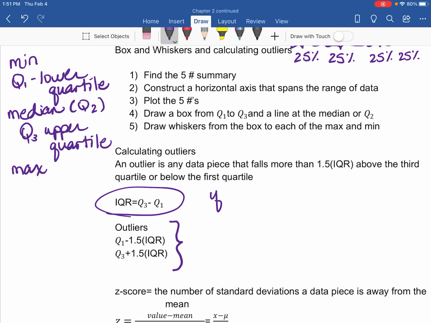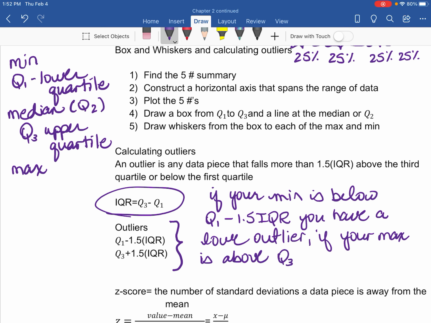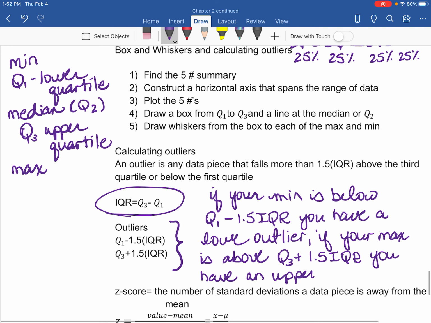And then if your min is below Q1 minus 1.5 times IQR, you have a lower outlier. If your max is above Q3 plus 1.5 times the IQR, you have an upper outlier.